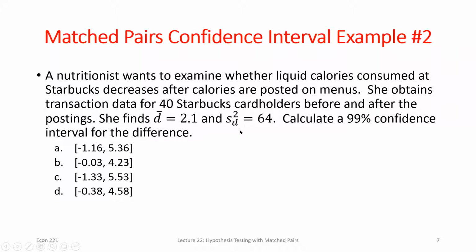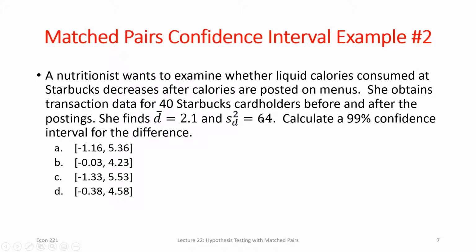So let's say you've got a nutritionist, and they have before and after calories consumed for Starbucks card holders. Before and after they started posting what the calories were of their items. So you've got 40 different individuals. You have measures of how many calories they consumed before Starbucks posted the calories in the menus, and then you have how much those same 40 people consumed after they started posting. So you find a sample difference of 2.1. So you actually find this positive change. You also see that the sample variance on that difference variable you collected was 64.